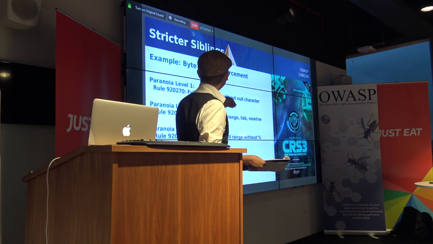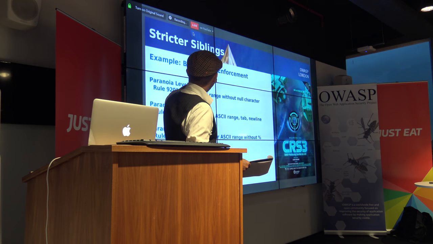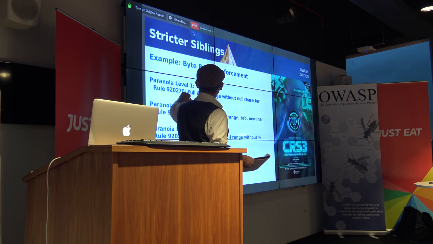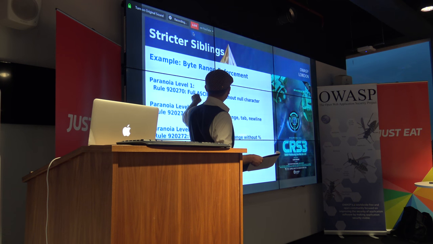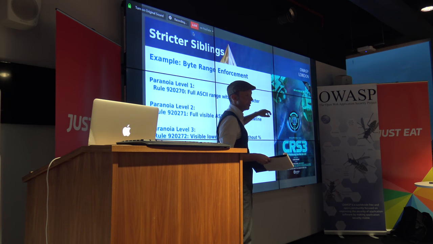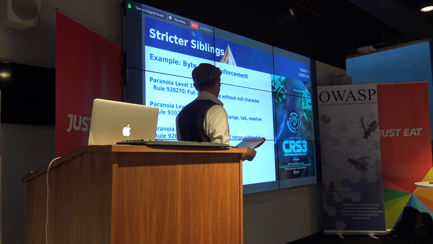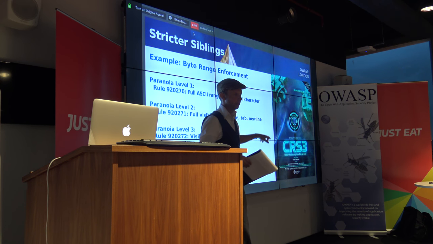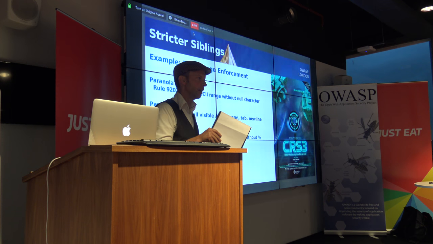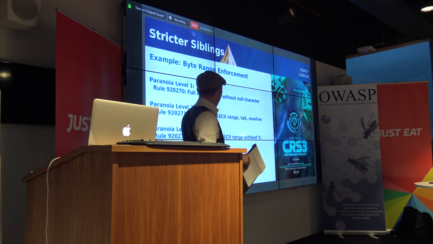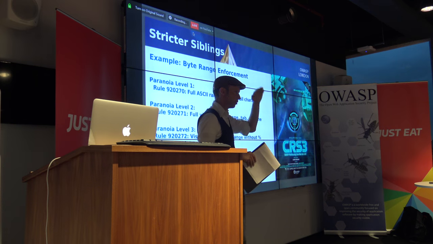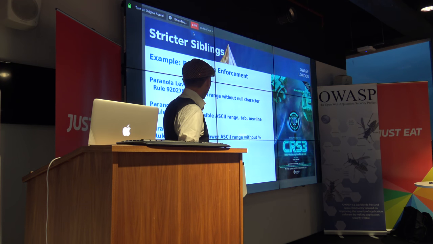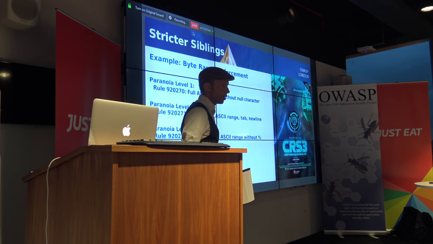Within these paranoia levels is the concept of stricter siblings. We'll look at byte range enforcement. So that's within the protocol rules. At paranoia level 1, we have rule 920270, which allows the full ASCII range without a null character. So almost everything is okay in the default installation. At level 2, we say you can have the visible range plus the tab and the newline. This is now a bit more restricted. All the steering characters are now off. Paranoia level 3, we go to the visible lower ASCII range, so that's up to 127, without the percent sign, because it's used for encoding. And then in paranoia level 4, it's just a whitelist of a few characters which are okay by now.